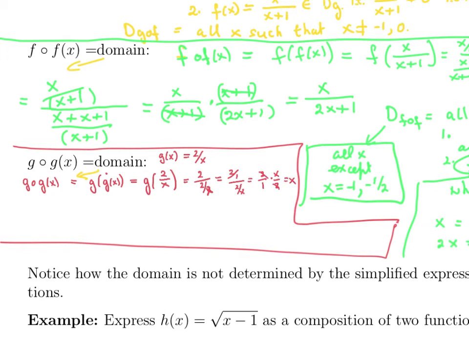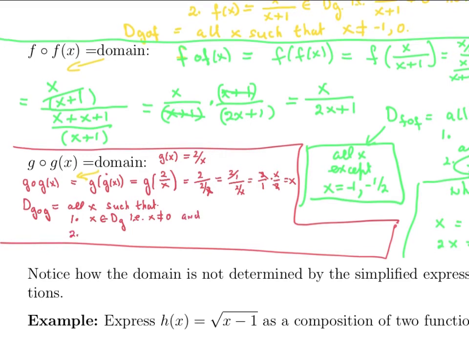Now the formula is simple, but the domain might have some restrictions, so we have to go through the hoops to find the domain. g after g of x has a domain of all x such that, first of all, x is in the domain of g. That means that x is not equal to 0. You can't have a 0 denominator.